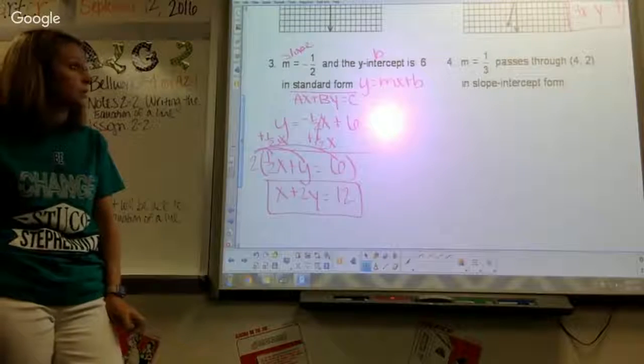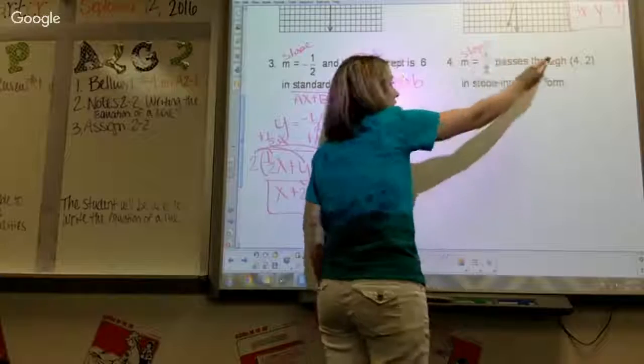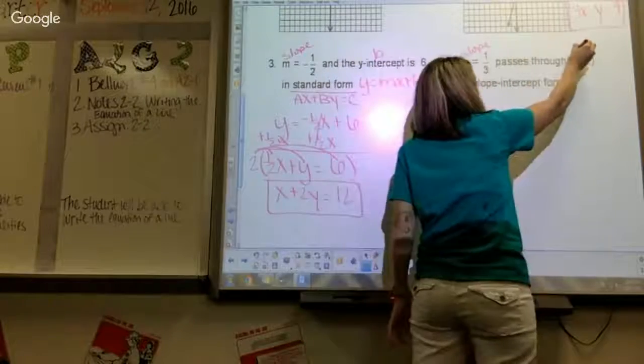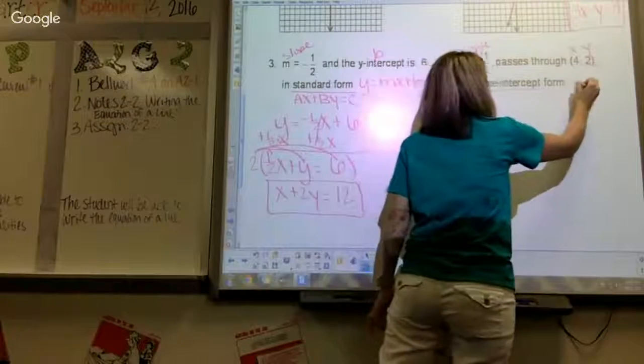Okay, number 4, we're given the slope, which is m, would be 1/3, and then we're given a point. So it passes through the point 4, 2. We want it in slope-intercept form.